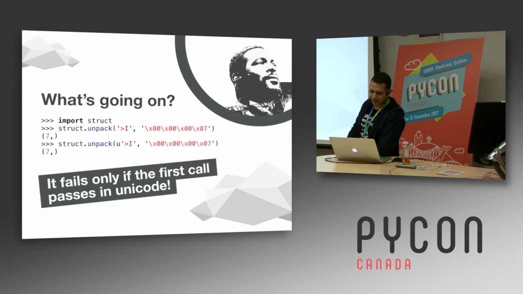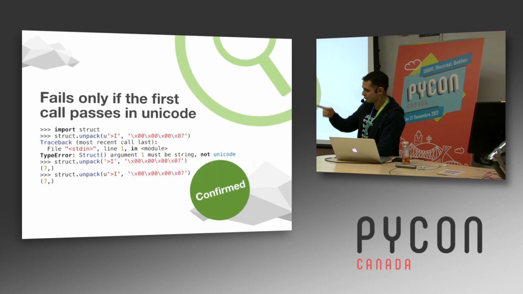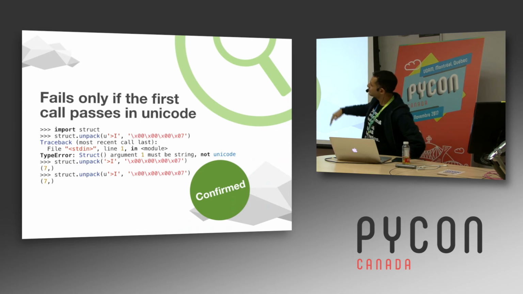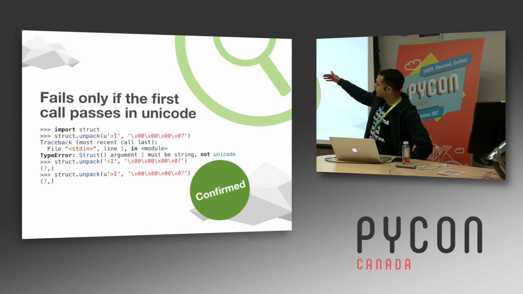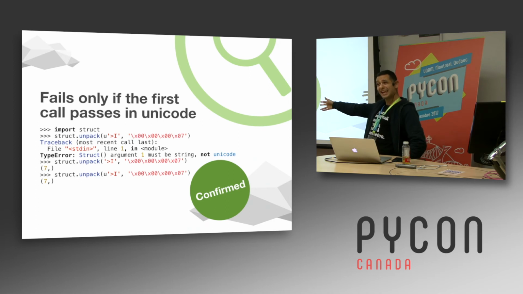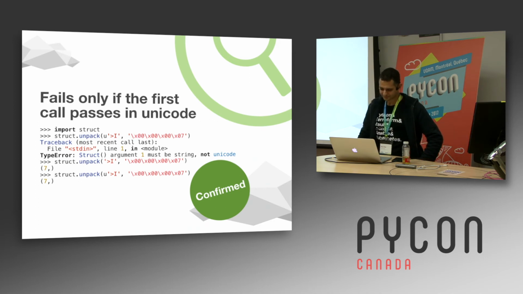What is going on here? It only fails if the first call to this function is Unicode. Yes, what? I know, exactly. It's actually very easy to test. You pass in Unicode first, and you get the error. You pass in a string, it works. You pass in Unicode again, it works.